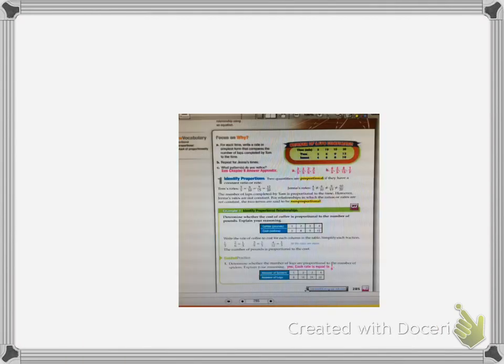Okay, this is on page 285 in your textbook. You can see when two quantities are proportional and when they're non-proportional. Look at example 1 with me. Determine whether the cost of coffee is proportional to the number of pounds and explain your reasoning. So what you're going to do is look at the information in a table and write a ratio. Let's assume that the first one is X and the second one is Y.